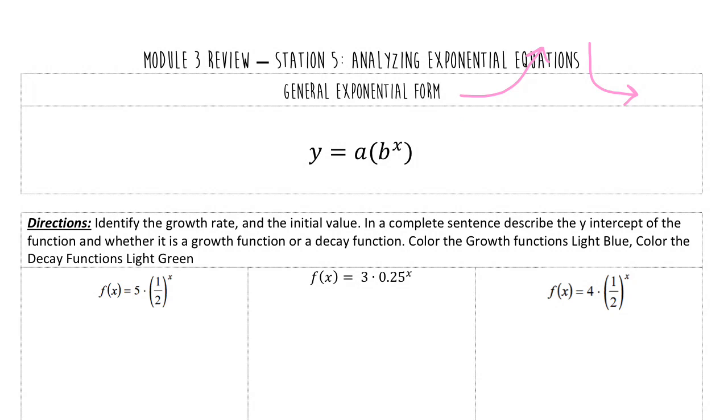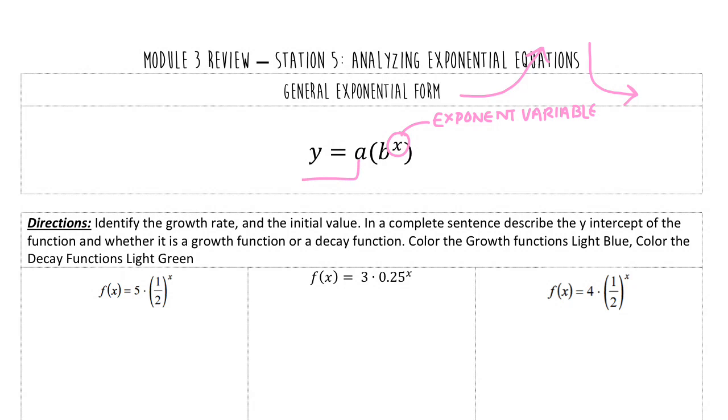Now, when you have an exponential relationship, you will have your variable as an exponent. That's why it's called an exponential relationship. You have an exponent variable. Now, this equation has some pretty crucial parts. So you have A, you have B, and then of course you have the exponential variable.